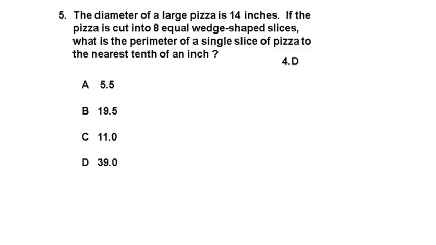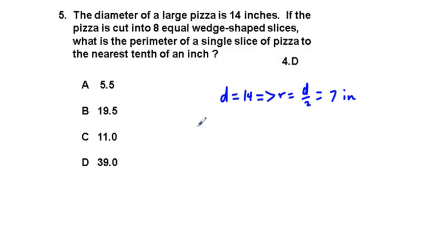Next, another arc length related problem. The diameter of a large pizza is 14 inches. If the pizza is cut into 8 equal wedge-shaped slices, what is the perimeter of a single slice of pizza to the nearest tenth of an inch? Well, here you have a diameter equal to 14 inches, so therefore your radius is going to be diameter over 2, which equals 7 inches. So that would be for starters.